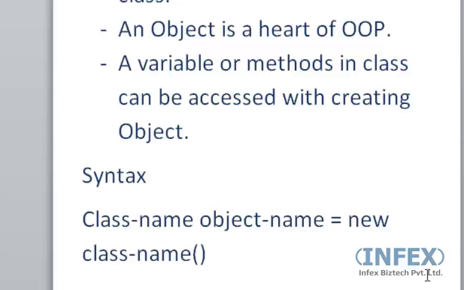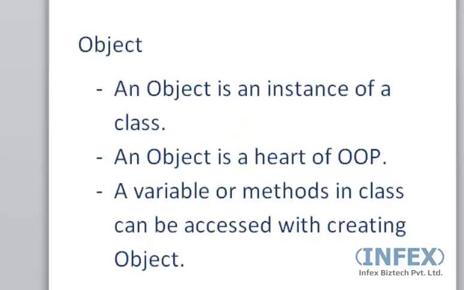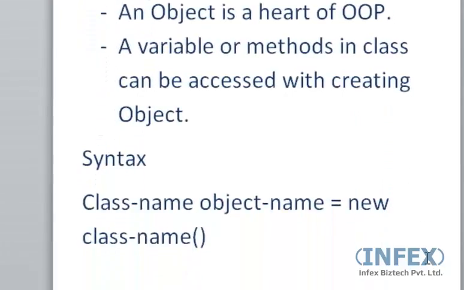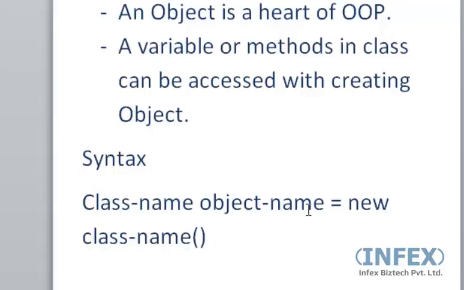Now let's take a look at the object. An object is an instance of a class. An object is the heart of an object-oriented programming language. A variable or method in a class can be accessed by creating an object. Here is the syntax of an object. Class name, object name equal to new class name. Here the new keyword is used to allocate memory to the object.